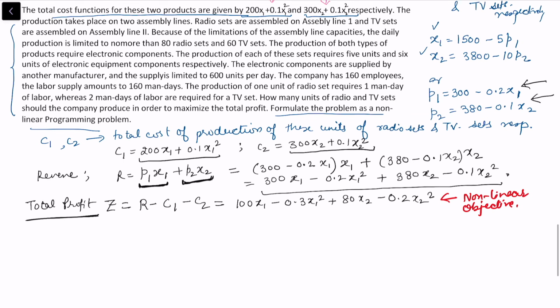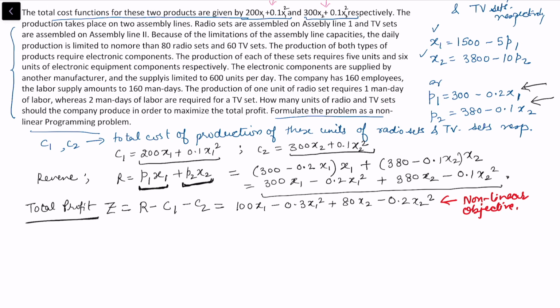Now we just have to look at the constraints as well. So we have to read what data is given to us. The production takes place on two assembly lines. Radio sets are assembled on assembly line 1 and TV sets are assembled on assembly line 2. Because of the limitation of the assembly line capacity, the daily production is limited to no more than 80 radio sets and 60 TV sets. So this is the restriction on the decision variables. So we can keep, subject to the condition, that x1 is less than or equal to 80 and x2 is less than or equal to 60.